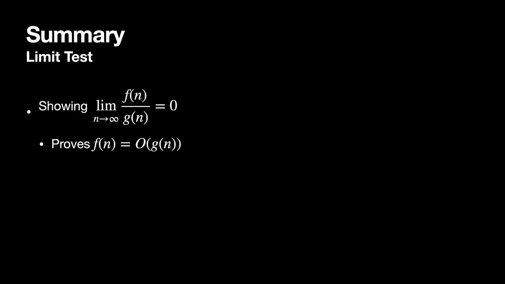So this gives us a new way of demonstrating things about big O. We can show that the limit of f divided by g as n approaches infinity, if that limit happens to be 0, it basically proves that f is big O of g.